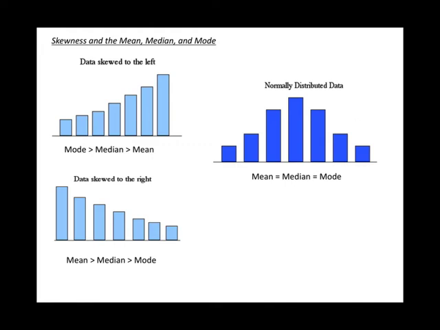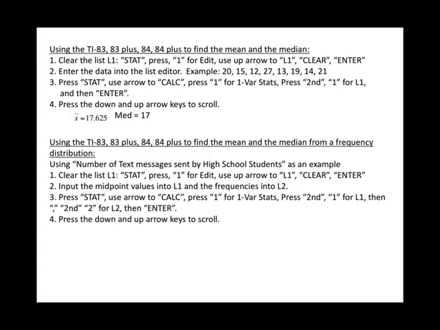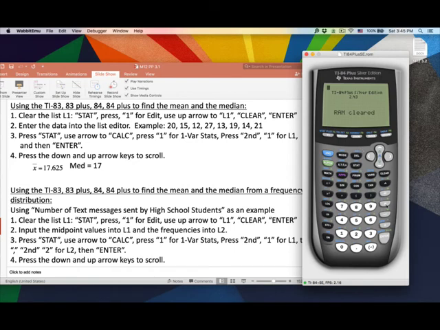Okay, now let's go back to learn how to use the calculator to find the mean and the median. That's my calculator. First, I'm going to click on STAT. And then I'm going to go to number 1 for Edit. You can see L1, L2, and L3. And then I'm going to enter my data into the list editor. For example, this is my example. I'm going to input the data here.